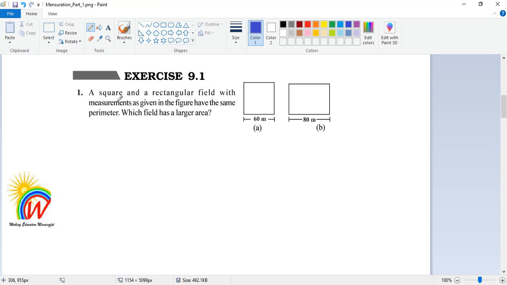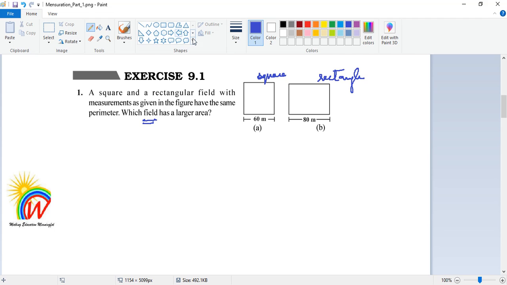A square and a rectangular field with measurements as given in the figure have the same perimeter. So there are two figures given. This is the square and this is the rectangle. They are saying that both of them have the same perimeter. Now, which field has a larger area? They are asking you to figure out which has the larger area.